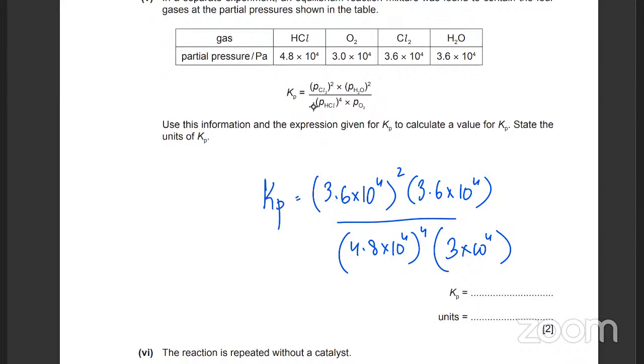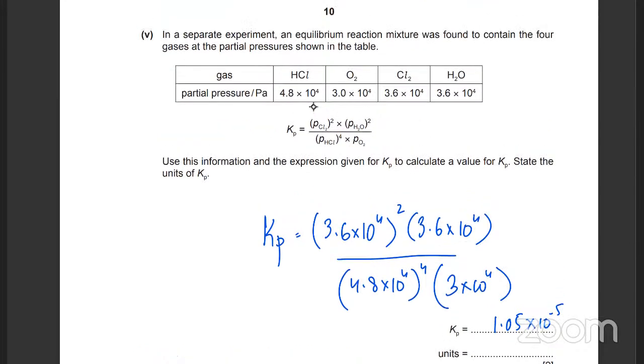1.05 into 10 raised to power minus 5. So 1.05 into 10 power minus 5. And what are the units? Make sure you use the units that I use. It's Pascal, so it's Pascal squared into Pascal squared on top, and below it's Pascal to the 4 into Pascal. So it's going to cancel out to Pascal minus 1. So that's going to be your unit.